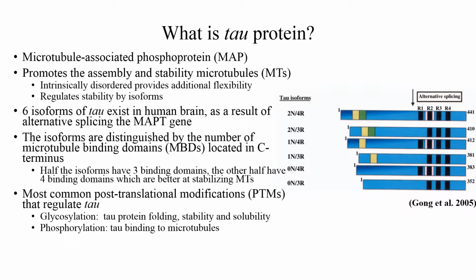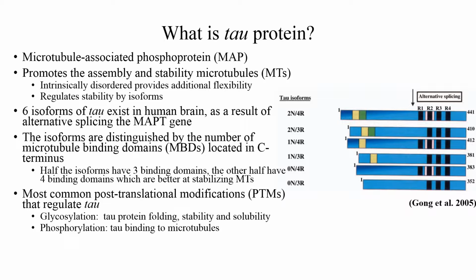Tau is a highly soluble, intrinsically disordered microtubule-associated phosphoprotein found in axons of mature neurons that bind to tubulin to stabilize and assemble microtubules, which are important cytoskeletal structures that act as tracks for cellular transport in neurons. 6 different isoforms of tau exist in the human brain as a result of alternative splicing of the MAPT gene, which are distinguished by the number of microtubule binding domains, MBDs, half of which have 3 MBDs and the remaining half have 4 MBDs, which are better at stabilizing microtubules.